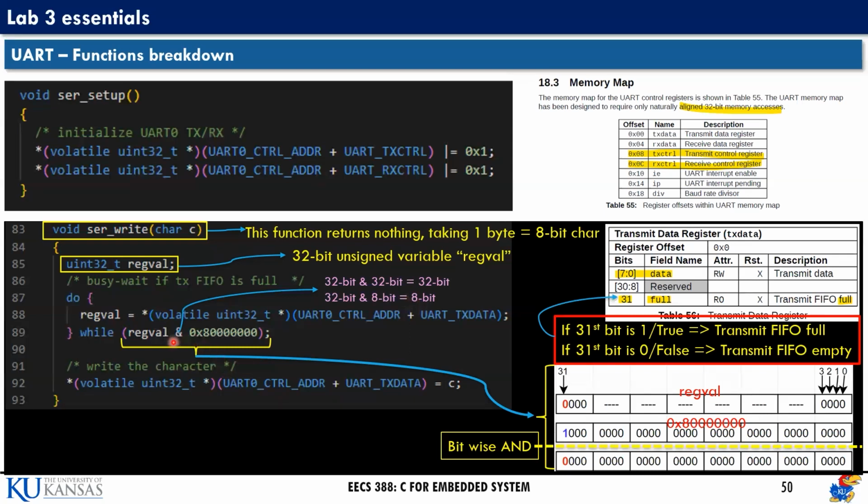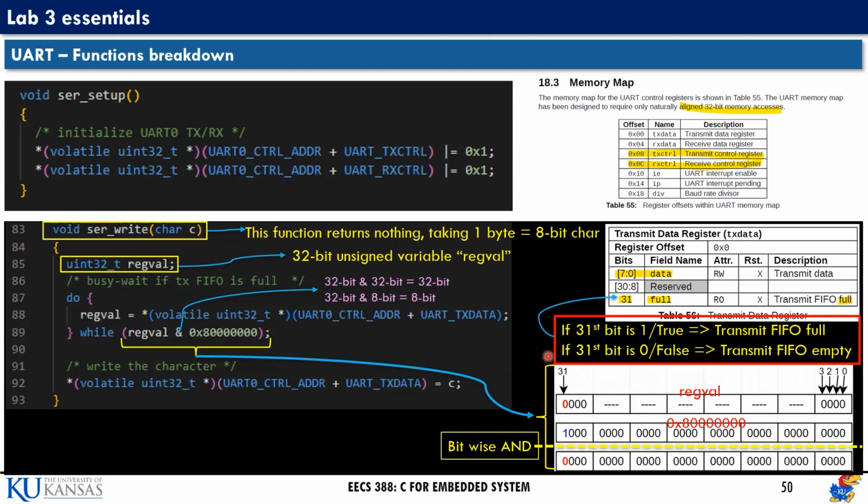As you can see here, we are doing an AND operation between the register value and this fixed value. This fixed value is nothing but 32 bits of zeros, except only the 31st bit is 1, if we start counting from 0. You can see the details of this operation in this table.